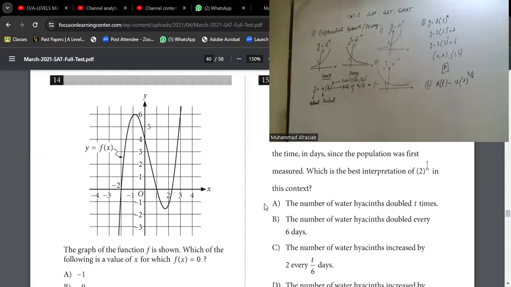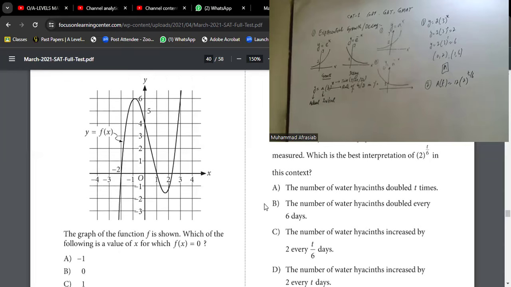The number of water hyacinths doubles t times. So it is not mentioned for the time, because it is going to be mentioned that the water is being doubled 6 days after that one. So this option A is not true.